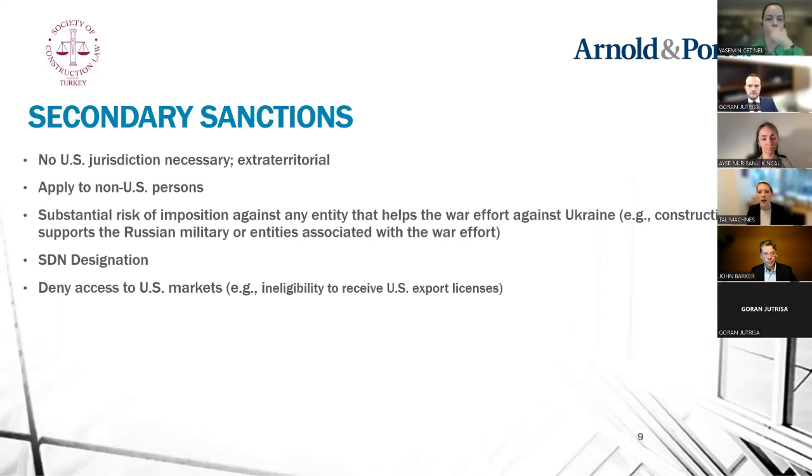There are specific instances when the US will exercise secondary sanctions, and for our purposes, I'll say that there's a substantial risk of imposition of secondary sanctions against any entity that is helping the war effort by Russia against Ukraine. So one example could be construction projects that support the Russian military. So in that case, even if all of your activity is outside of the United States, between a Turkish company and a Russian company, if it's supporting activity that the United States deems really bad, it could add you to a prohibited party list or deny you access to the US markets, that sort of thing.